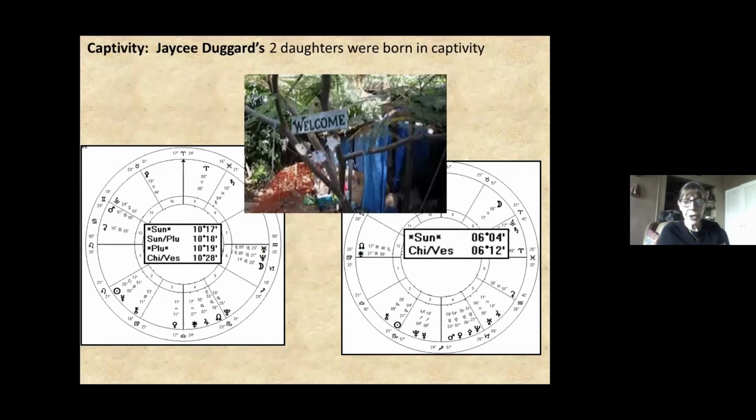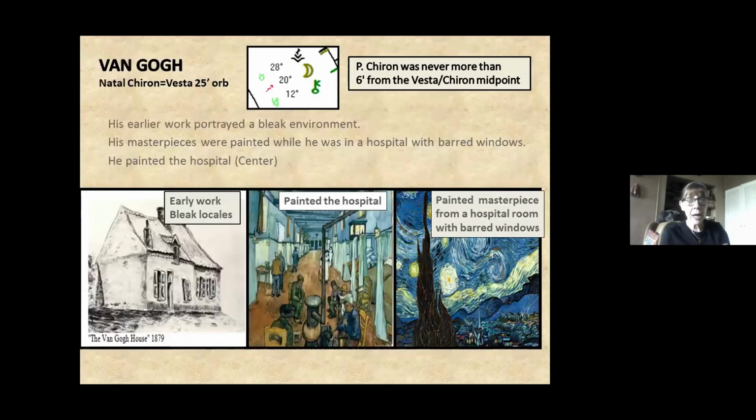J.C. Dugard, she was born in captivity. Oh no, her two daughters were born in captivity. What am I saying? This is what captivity looks like. This is a home with non-amenities. And these were the charts of the two daughters. One of her daughters had Sun equals Vesta Chiron. In fact, both of the daughters had Sun equals Vesta Chiron, and this is where they lived. This is our last slide.